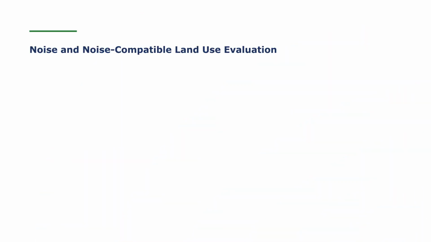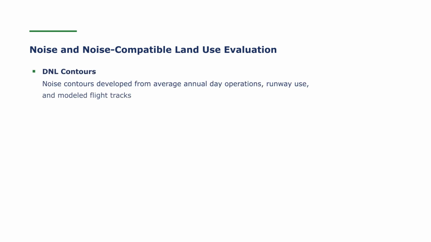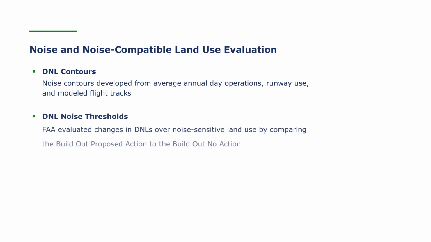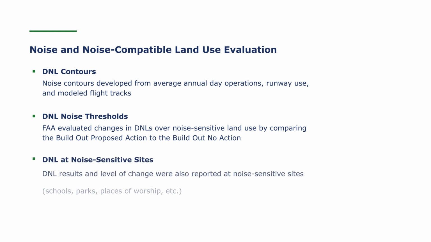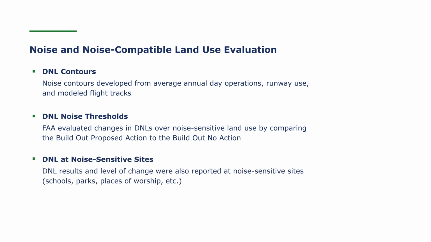DNL, or the day-night average sound level, contours are used to determine potentially significant impacts in the noise and noise-compatible land use evaluation. DNL contours are developed from average annual day operations, runway use, and modeled flight tracks. DNL noise thresholds allow the FAA to evaluate changes in DNL by comparing the proposed action alternative to the no action alternative. And finally, the DNL results and level of change at noise-sensitive sites such as schools, parks, and places of worship were reported.